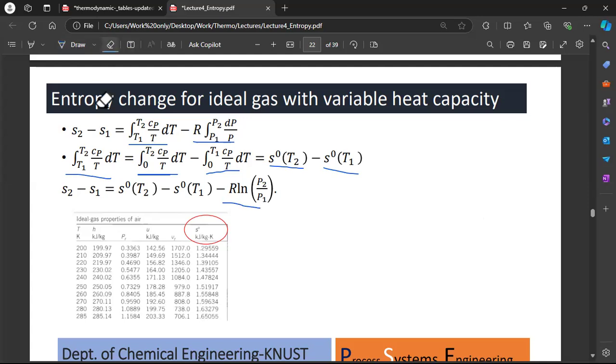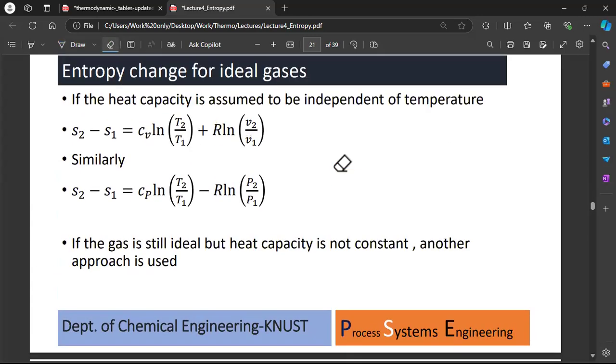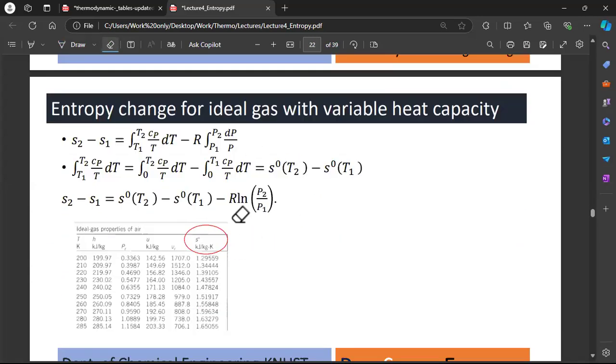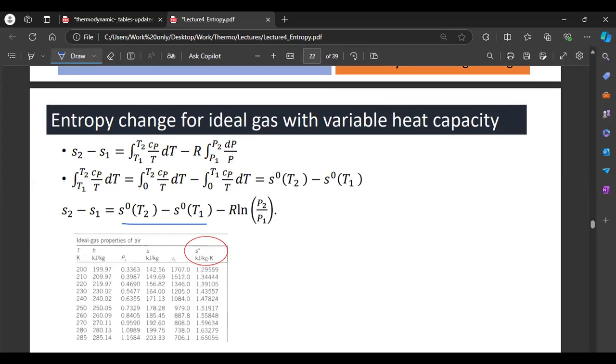So if we had a question where we were told that the heat capacities were constant, then it means the expression that we are going to be working with will be these expressions. If the heat capacities are not constant, then we'll work with these expressions. And with this expression, we'll read these two values from the ideal gas properties of air table.